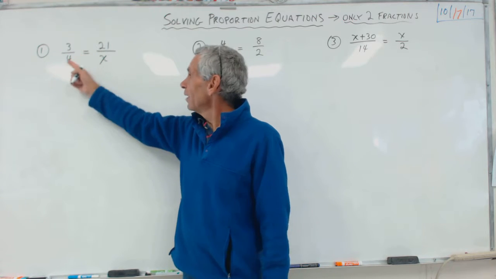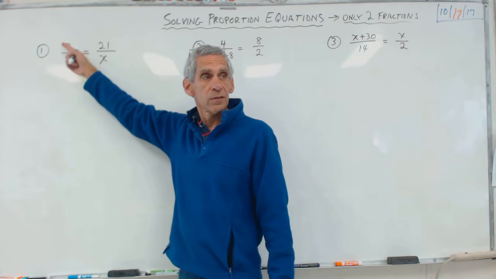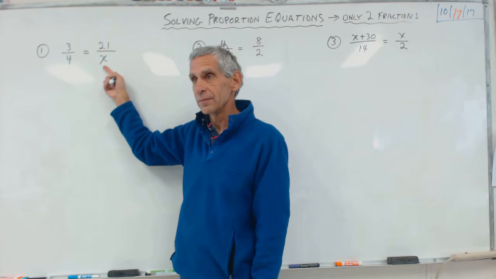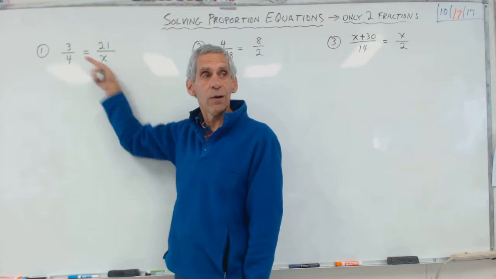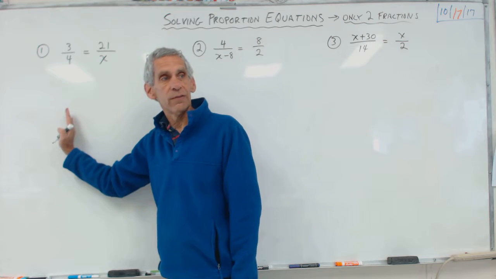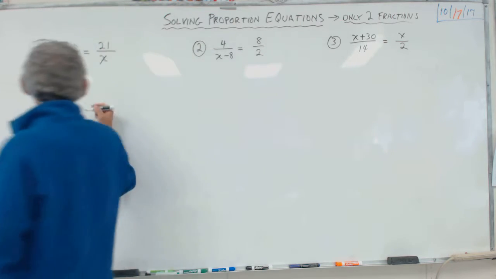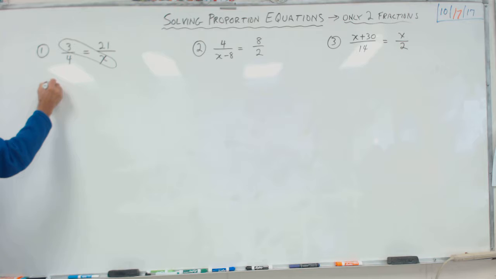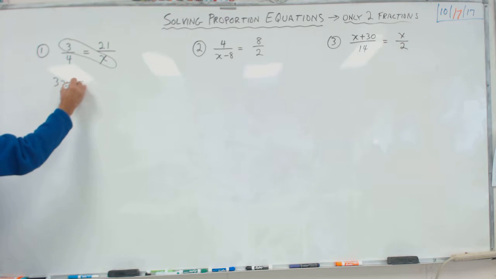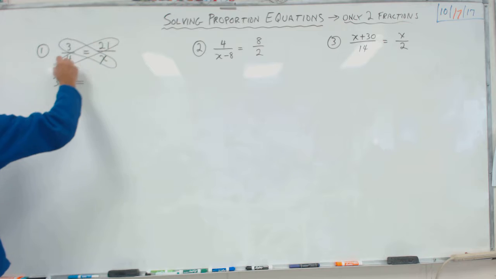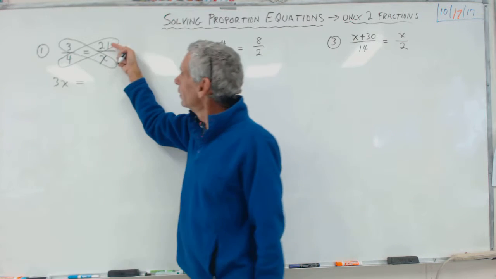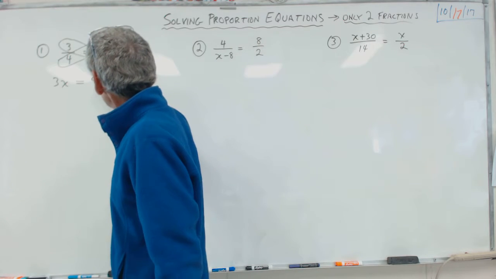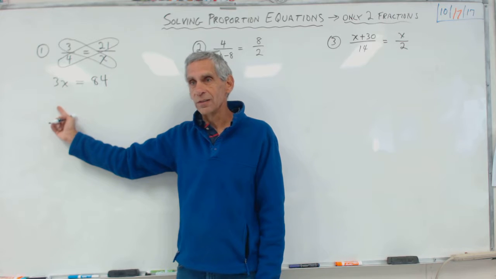What I do is I notice if I multiply cross upstairs versus downstairs, I'm going to choose the one that has an x in it. I like to have my x's on the left. So it's 3 times x is 3x, and then I put an equal sign. Then 4 times 21: 4 times 2 is 8, 4 times 1 is 4, so it's 84. Now I have a very simple equation to solve.